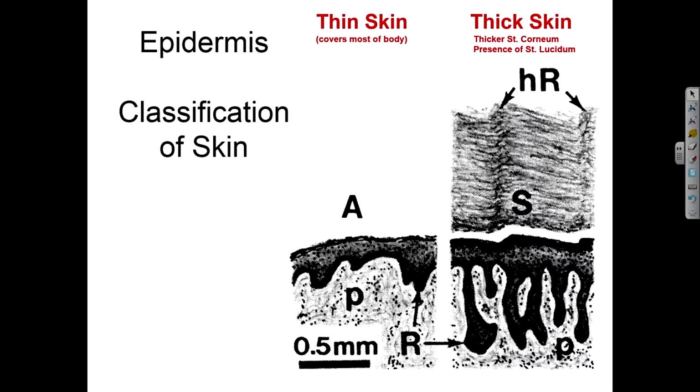Okay, so if we look at integument, basically skin, there are two types that we describe: thick skin and thin skin. Most of the body is covered with thin skin, and in a few locations we have thick skin, like the palms of the hands and the soles of the feet, areas where there's a lot of abrasion and wear and tear, right? Thick skin has distinguishing features of a thicker stratum corneum and the presence of a stratum lucidum, which is absent in thin skin. We're going to come back to that. So just remember, thick skin has a thicker stratum corneum and the presence of a stratum lucidum.